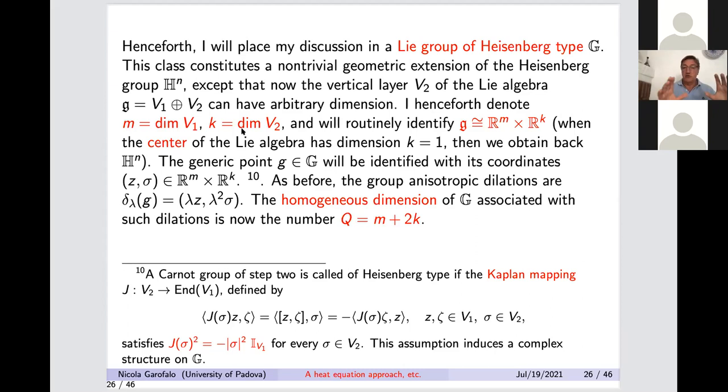In fact, in the fundamental work of Mostow on simple groups, if you look at a semi-simple Lie group of rank one, then there is a famous decomposition, which is called the Iwasawa decomposition. If you take the nilpotent part in the Iwasawa decomposition, that is a Lie group of Heisenberg type.